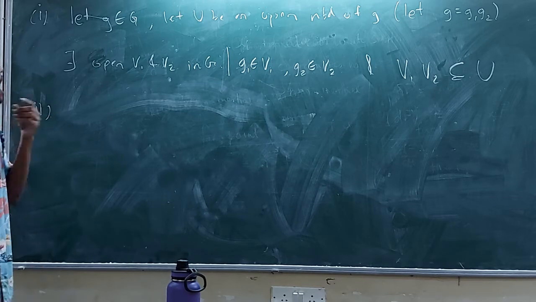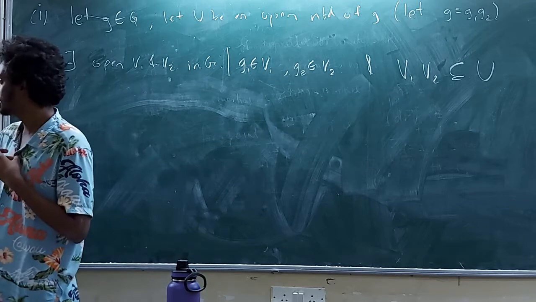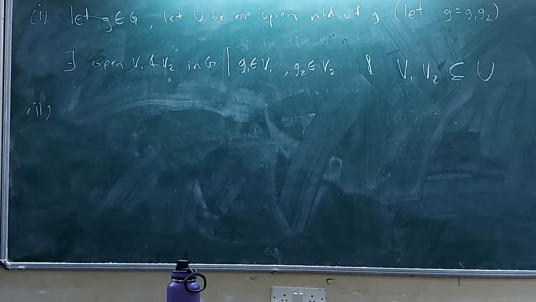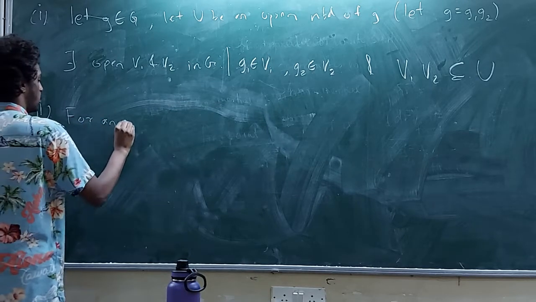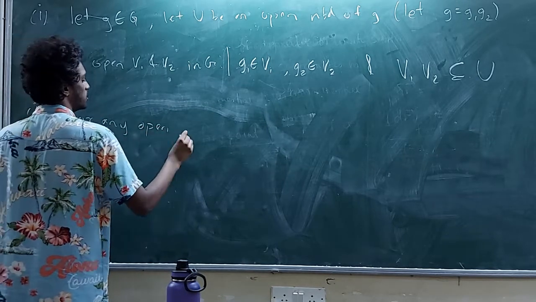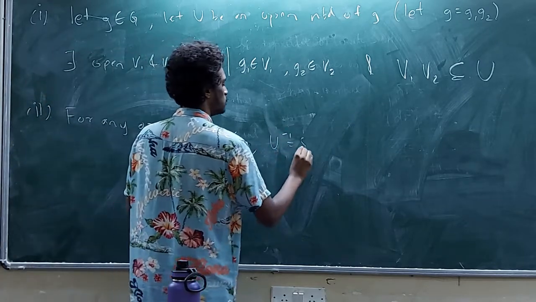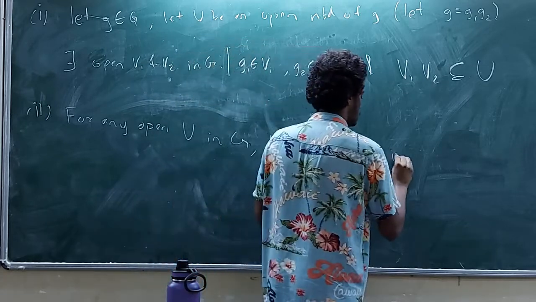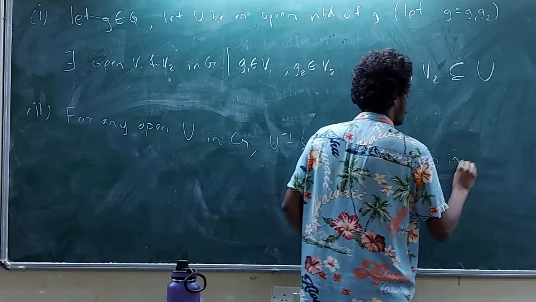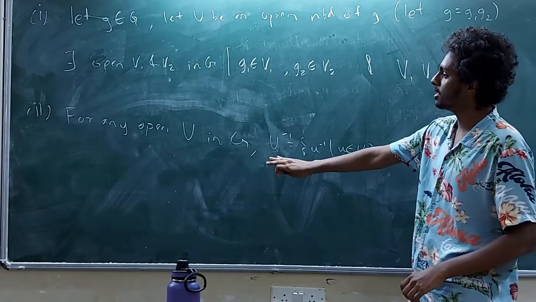Similarly, what does 2 state? So 2 states that the inverse map is continuous. So basically any open set that I take here, say U, the set U inverse, equal to the set of u inverse such that u belongs to U, is open in G.